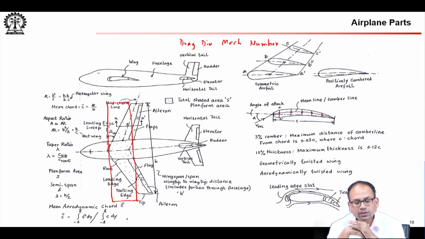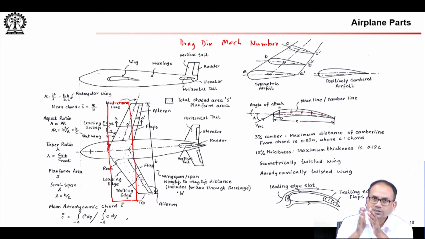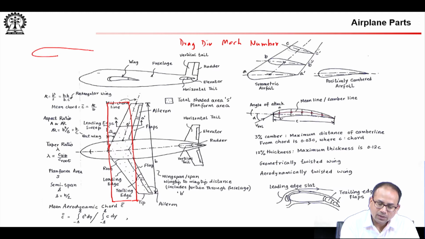But just at this point, think of it as the free stream Mach number where the drag on the aircraft suddenly becomes extremely high. It is close to the sonic speed. There is also something called the critical Mach number, so let me just talk about the critical Mach number.